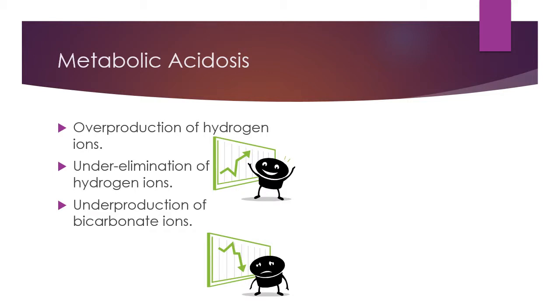Another example could be underproduction of bicarbonate ions. Some examples could be kidney failure, pancreatitis, liver failure, and/or dehydration. And the other process would be over-elimination of bicarbonate ions. Some examples could be through diarrhea and/or buffering of organic acids.